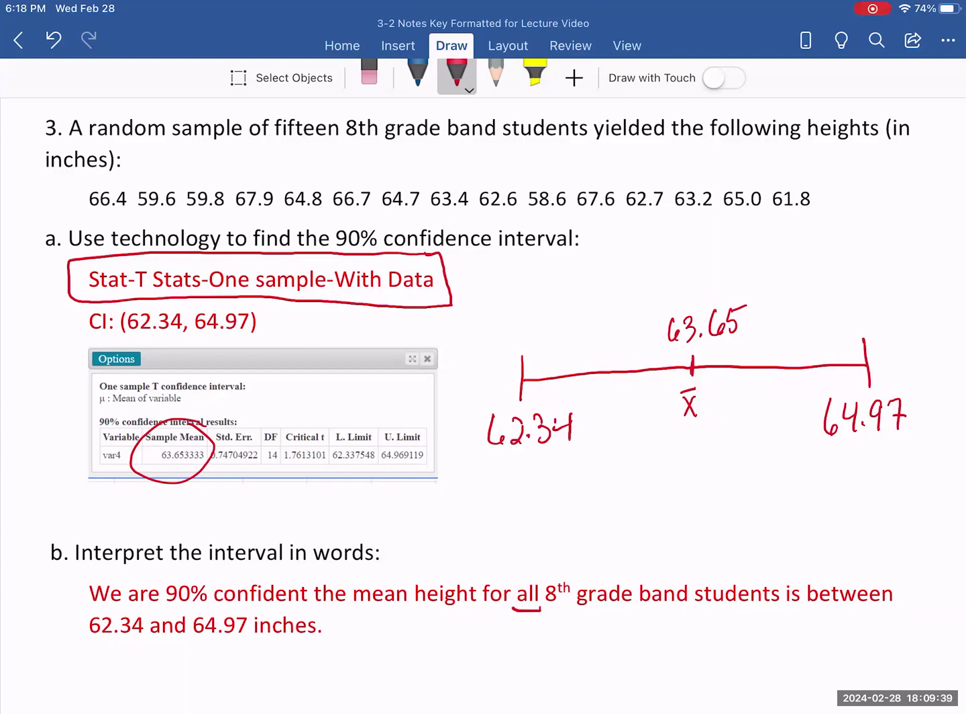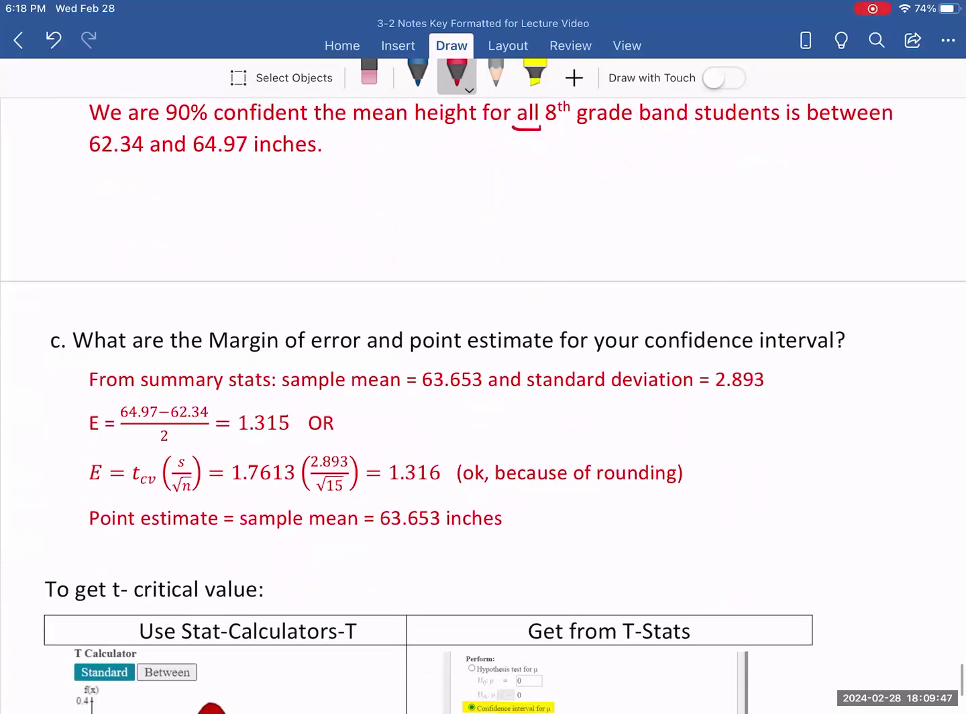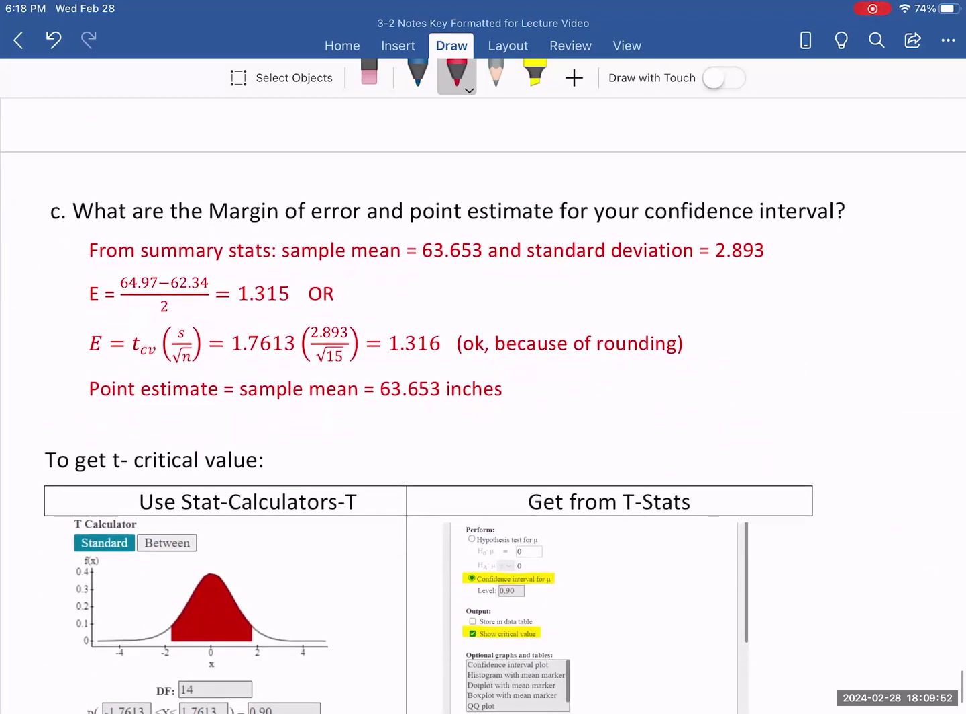Were there more questions after this one? I don't think so. Oh, there are. Sorry, guys, you don't get to leave. There's just a question about finding the margin of error and the point estimate. And that is also the same as the other question that we did. Because we took the upper minus the lower bounds, divided by 2. The width divided by 2. Or we used that formula.